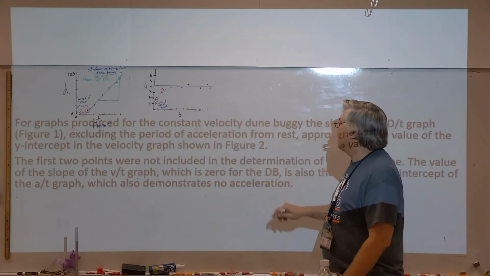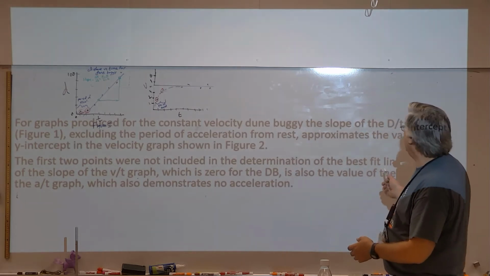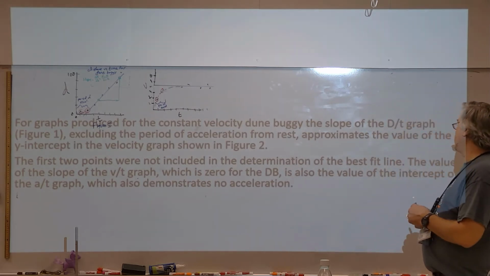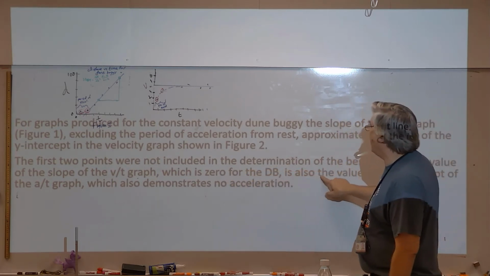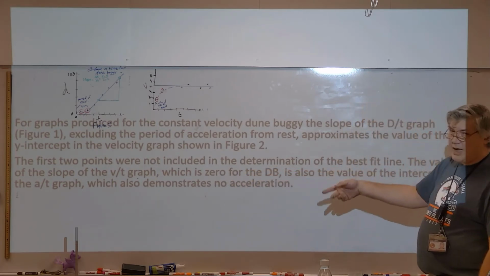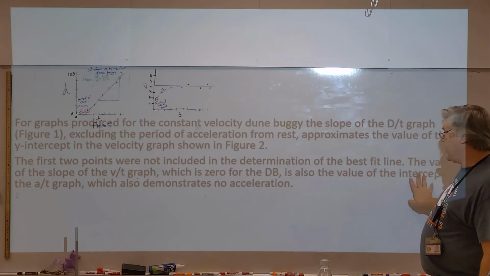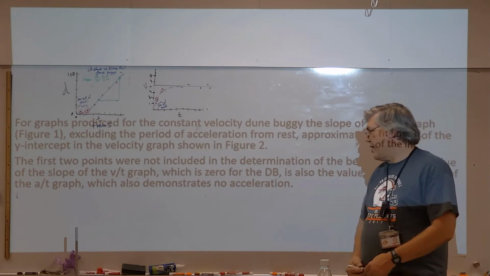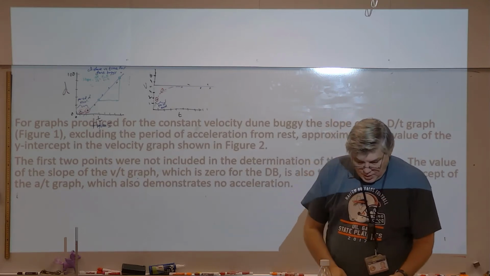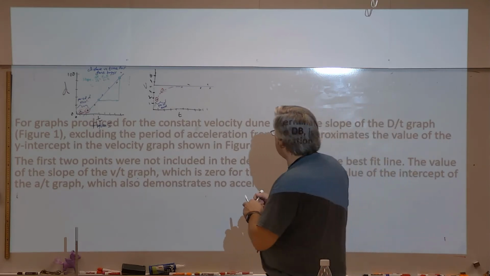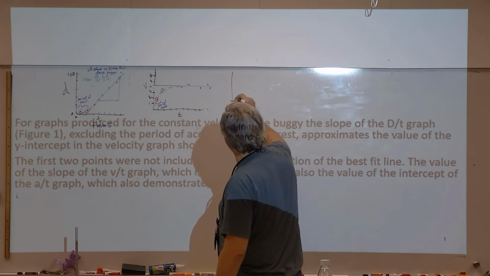Okay, so the first two data points were not included in the determination of the best fit line. The value of the slope of the velocity time graph, which is 0 for the Dunebuggy, I abbreviated, is also the value for the intercept of the acceleration time graph, which also demonstrates no acceleration. So I basically just said, here's what the acceleration graph looks like.